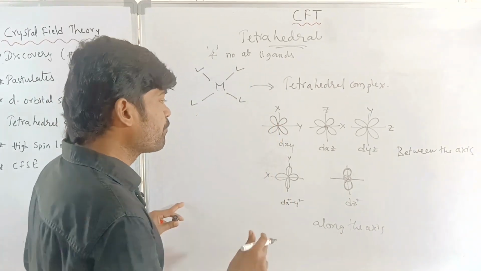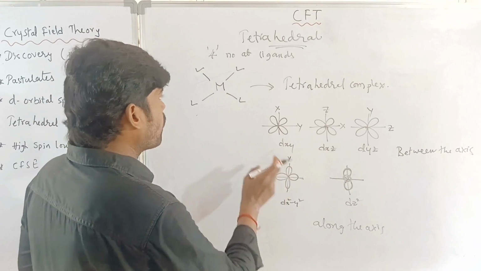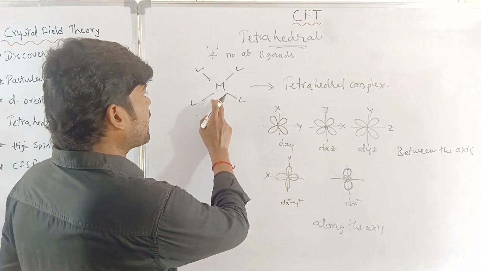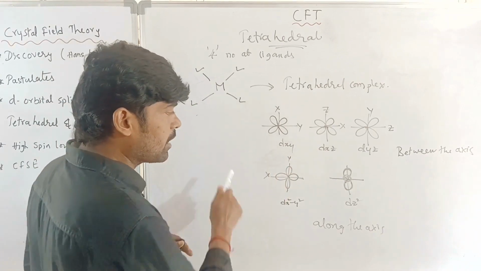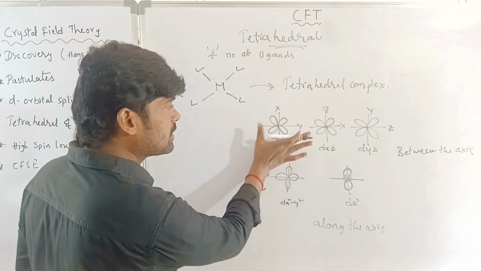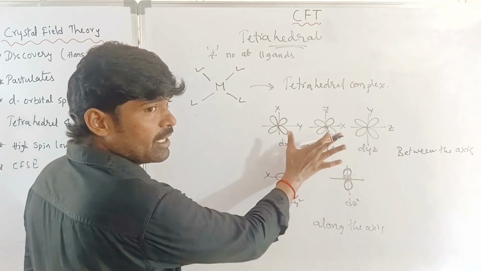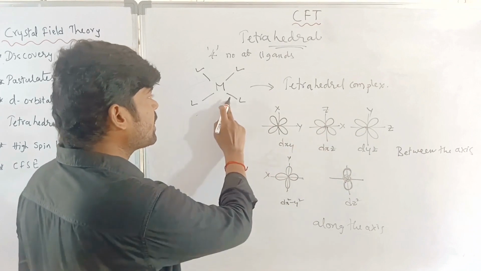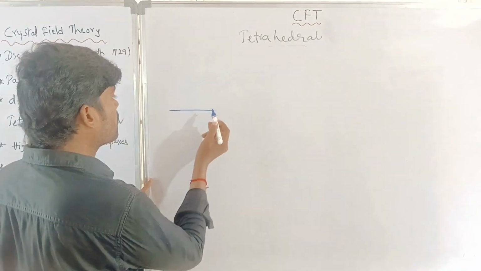The key point you have to remember: these 3 are between the axis, these 2 are along the axis. Fine. Now if we take the example of tetrahedral complexes, how will these 5 orbitals split into energy levels in tetrahedral? Let's check it.